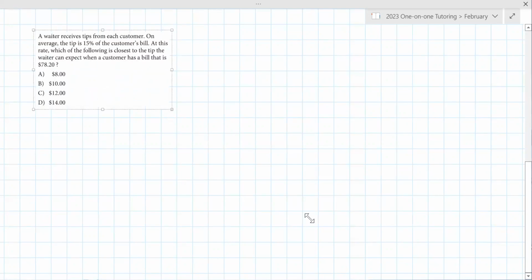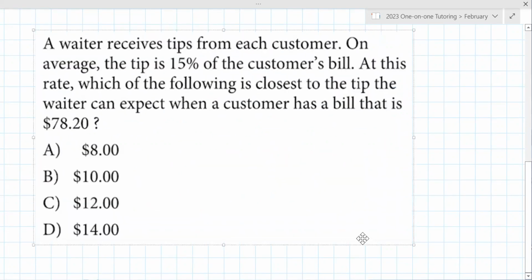This is the tip question. A waiter receives tips from each customer. On average, the tip is 15% of the customer's bill. At this rate, which of the following is closest to the tip the waiter can expect when a customer has a bill that is $78.20? There's a key word here: closest to. You're looking for words like that, and it means you're going to estimate. You don't have to get the exact value.